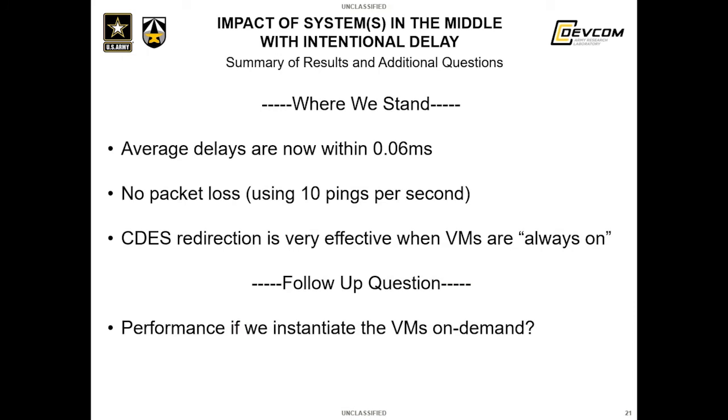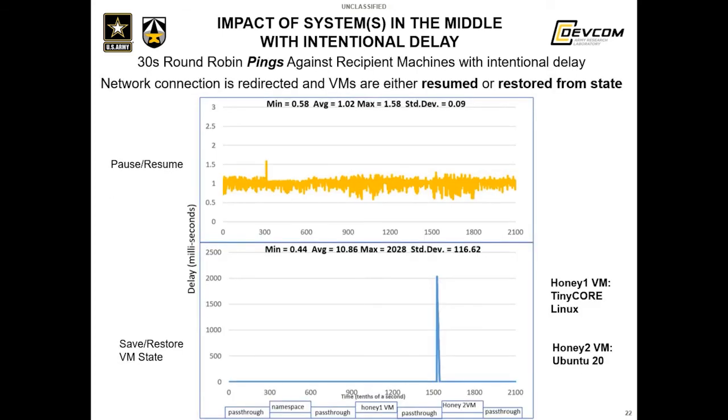For the results on the previous graph, we used the case where all recipients were always on. Cdes only had a switch between them. So this consumes many resources, and this led us to our next question. We wanted to test the performance when we instantiate VMs on the fly, or on demand. So we tested two cases: when the VMs are in a saved state or at rest, and when the VMs are in a paused state.